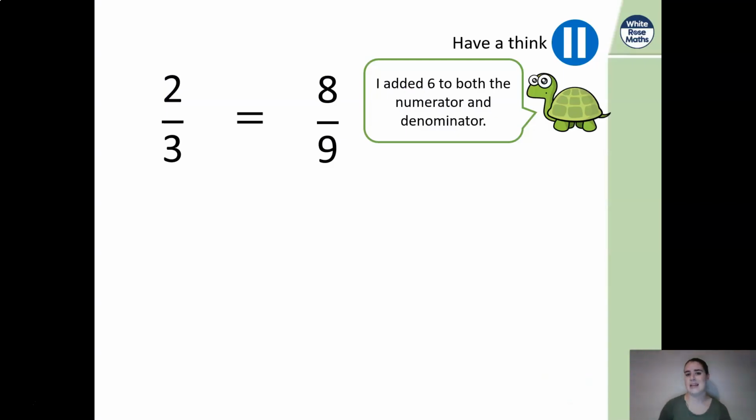So Tiny here says, I added 6 to both of the numerator and the denominator. Pause the video and have a think. What mistake has Tiny made? Okay, well then let's explore.